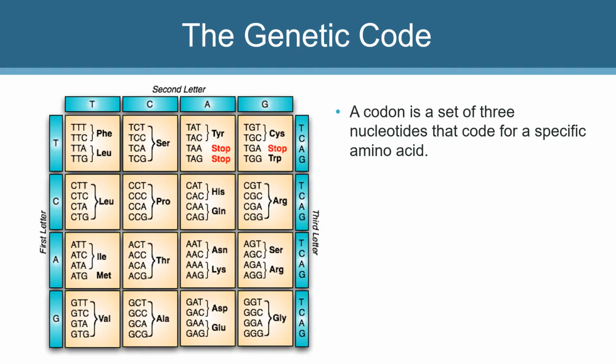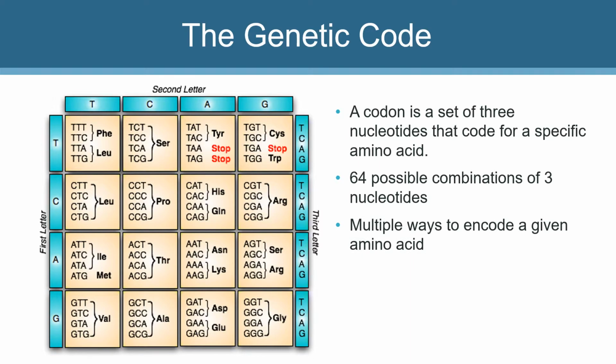during translation. There are 64 possible combinations of 3 nucleotides, which means that for almost all amino acids, there's more than one way to encode them. Yet, this is another way in which our genome protects against deleterious mutation.